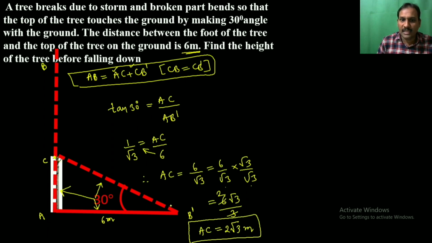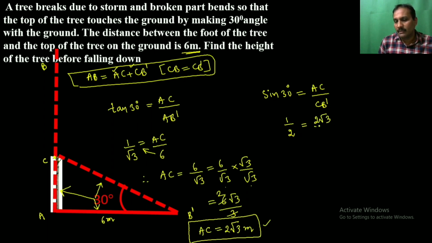Now we have to find CB dash, and we have the opposite side and also the adjacent side. You can take anything. So here I am taking opposite and hypotenuse, that is sine 30 degrees. So the opposite side is AC by the hypotenuse CB dash. So sine 30 is 1 by 2, and what is AC? We have found it as 2 root 3, by CB dash. That's what we have to find. So when you cross multiply, you will get CB dash is equal to 2 into 2 root 3. That is 4 root 3 meters.